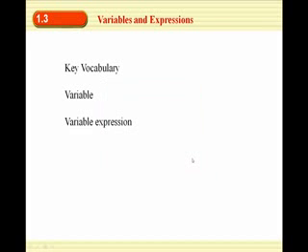8th grade 1.3 variables and expressions. This is page 13 in your book. So if you want to turn to page 13, we'll get going.